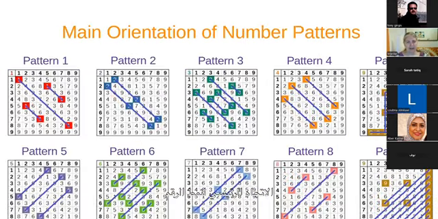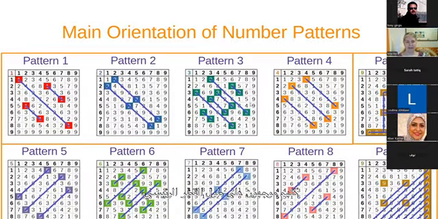The main orientation of the number patterns is summarized in this slide, where you can see, let me grab them and put them together. On the upper panel, you see the first 4 to the left. They are all oriented along the main diagonal. Then the lower ones are all oriented along the off diagonal, and the one in the lower top left corner is oriented along the main axis.